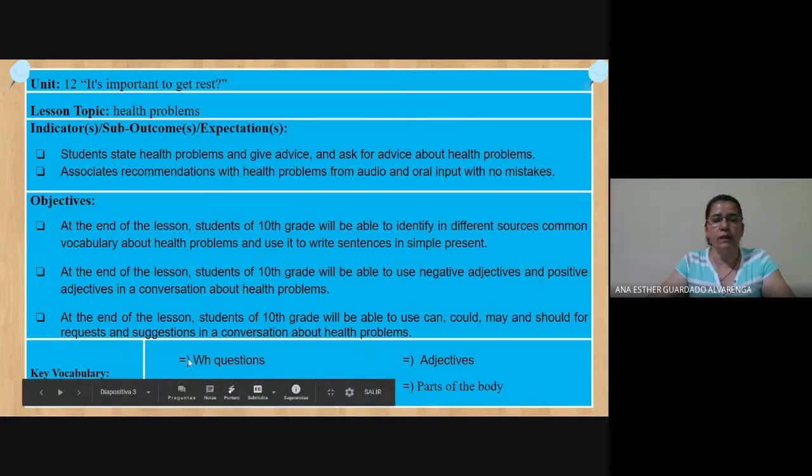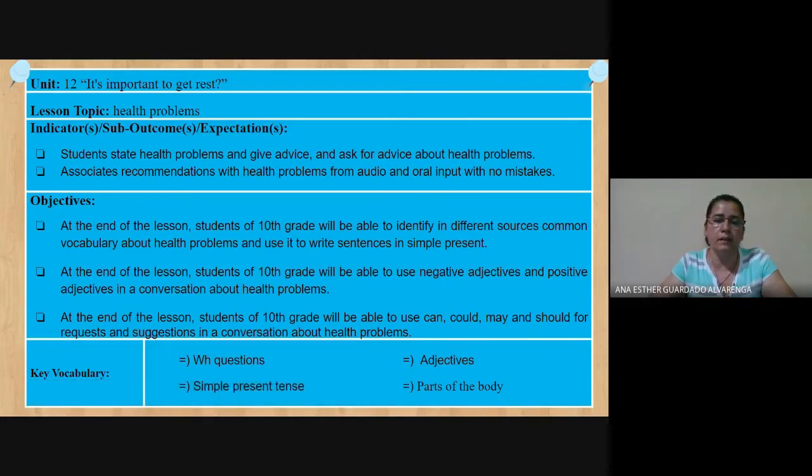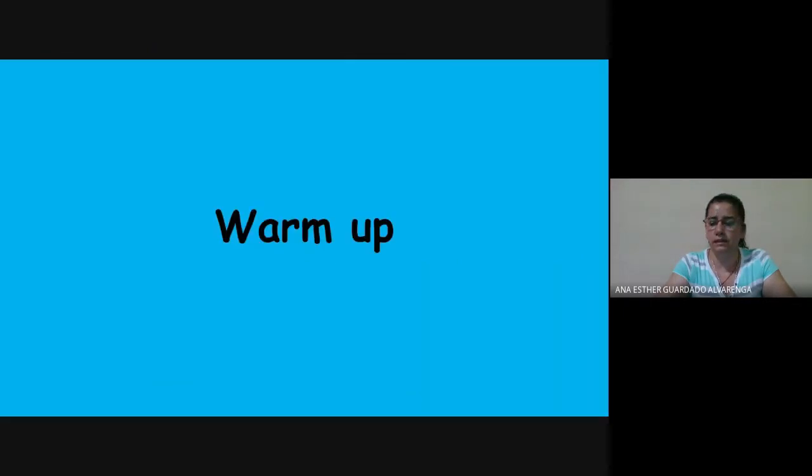And the key vocabulary, this part are the lesson topics that we already studied in previous classes. These are the lesson topics that we already studied.